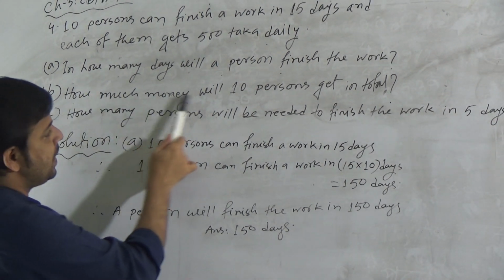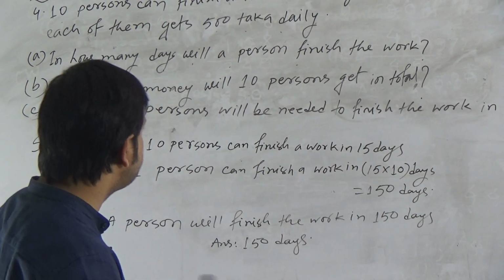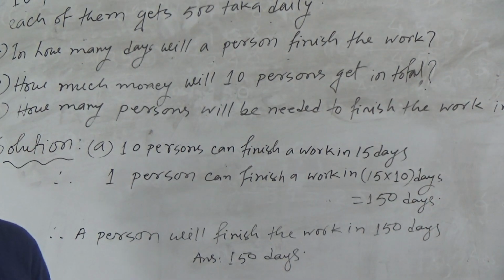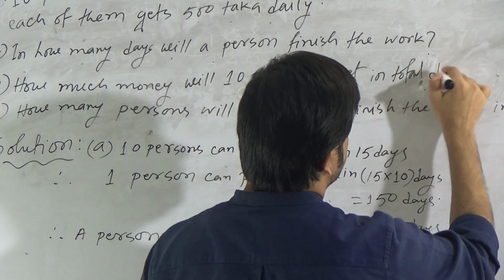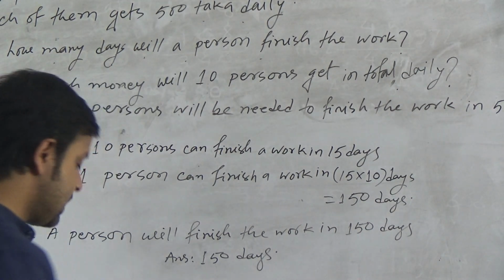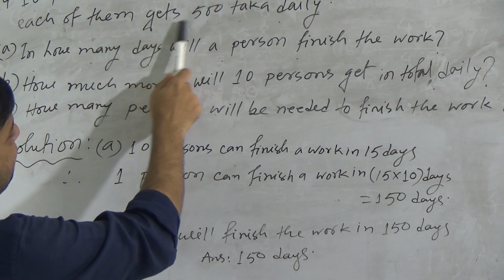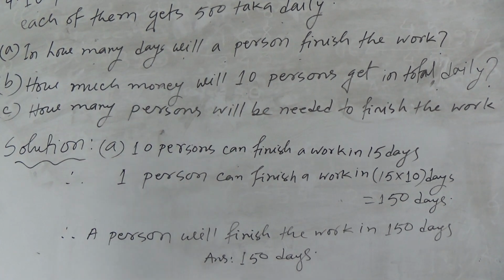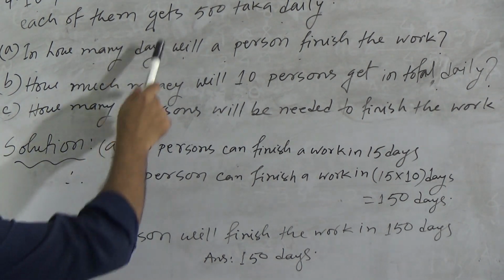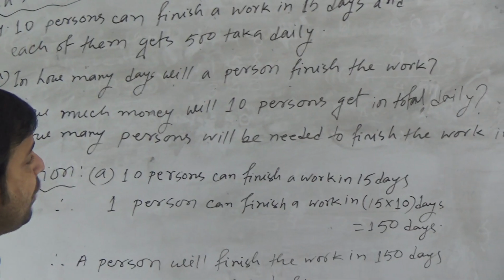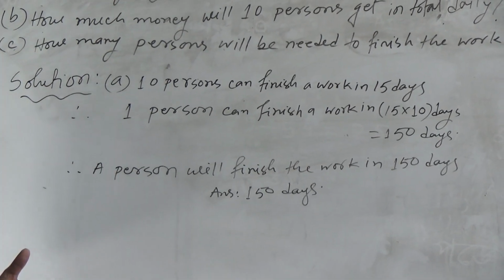Question B is, how much money will 10 persons get in total? It means that in total, we can write here daily. This is our question. In total, daily. It means that we have to find out the amount of money of 10 persons in one day. Here, the information given, each of them gets 500 taka daily. It means that in one day, one person get 500 taka. Each of them means one person get 500 taka daily. We have to find out the amount of money for 10 persons daily.